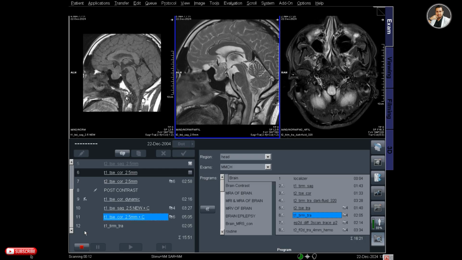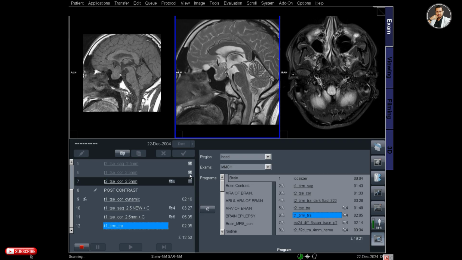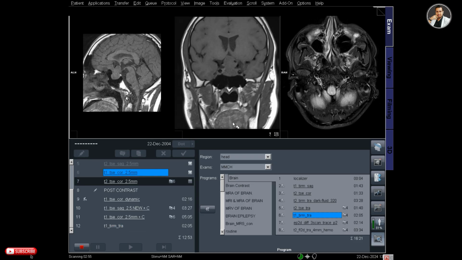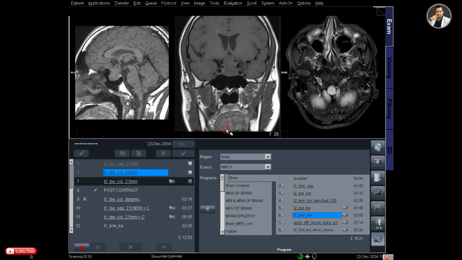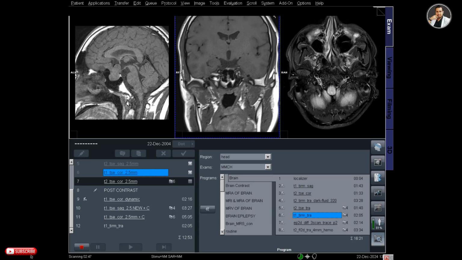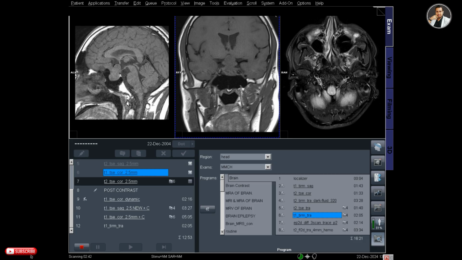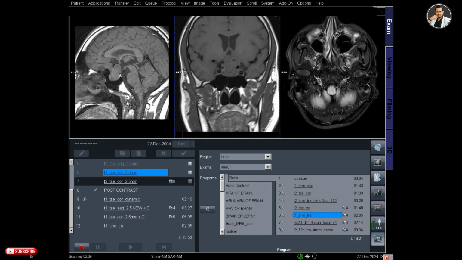You can see that right now T1 coronal is scanning and then T2 coronal will be scanned, and I have to plan the post-contrast sequences. In the T1 coronal images, you can see a beautiful pituitary gland lesion, a pituitary macroadenoma showing a snowman's sign. It looks like a snowman standing over the pituitary gland.